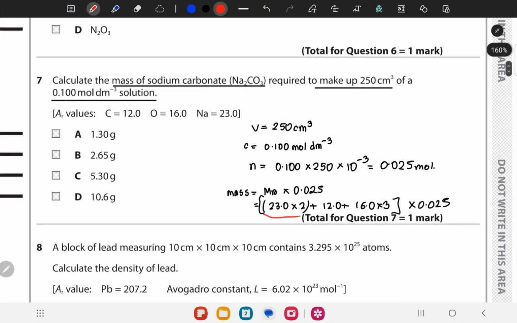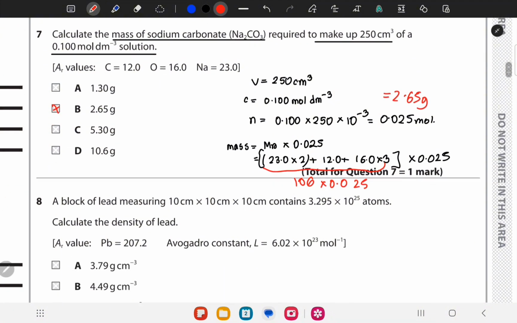The molar mass comes out to be 106, and the mass comes out to be 2.65 grams. So B is the answer.